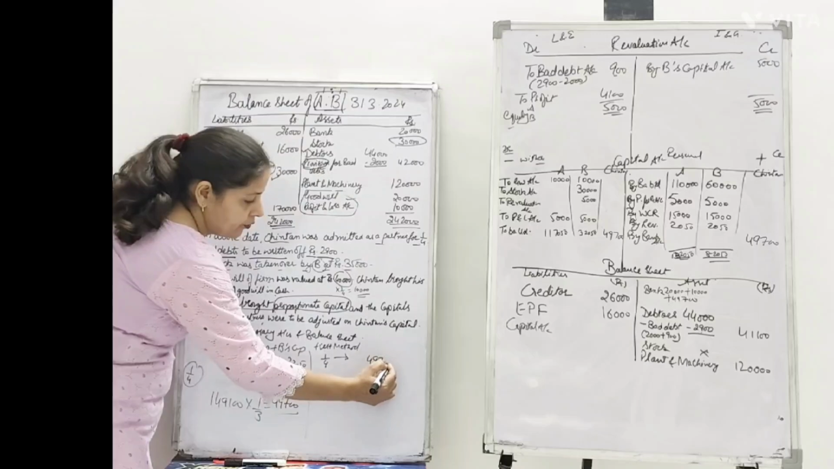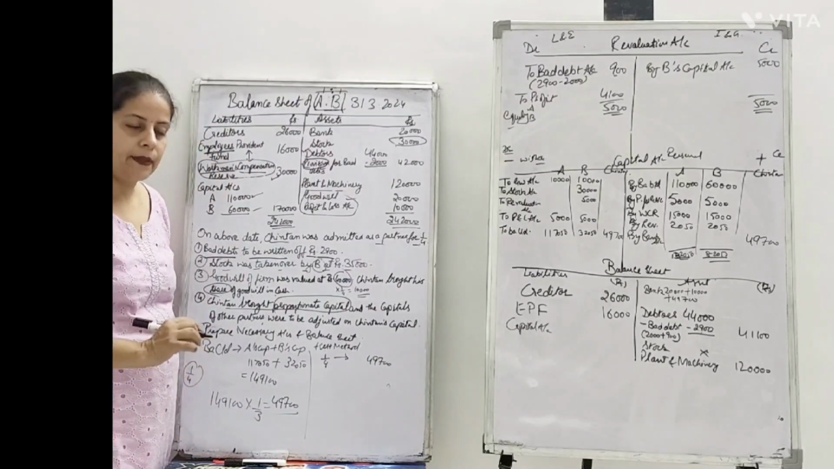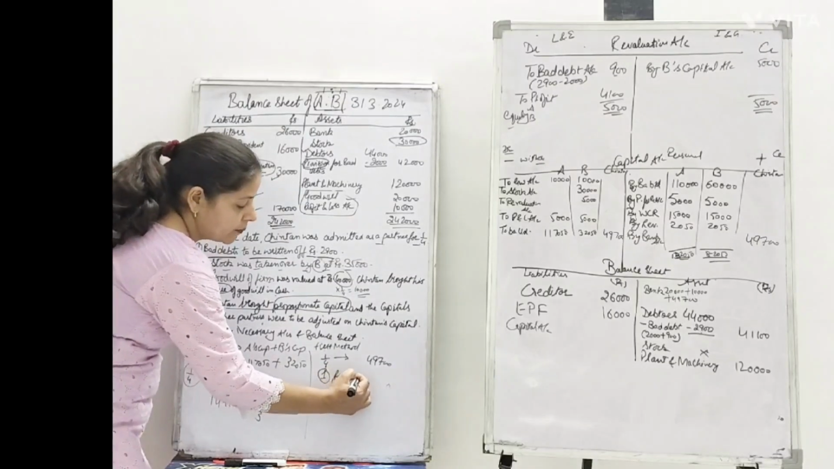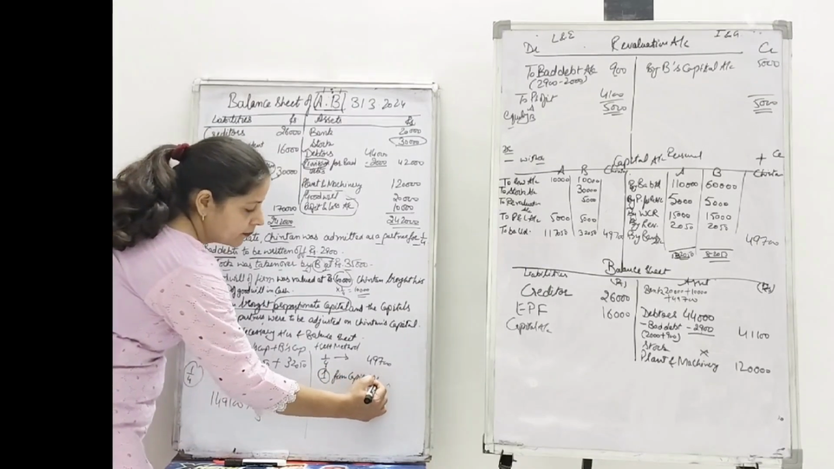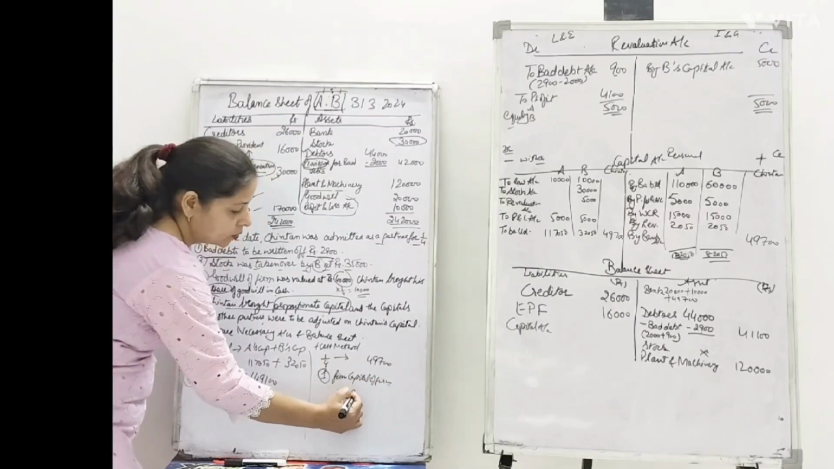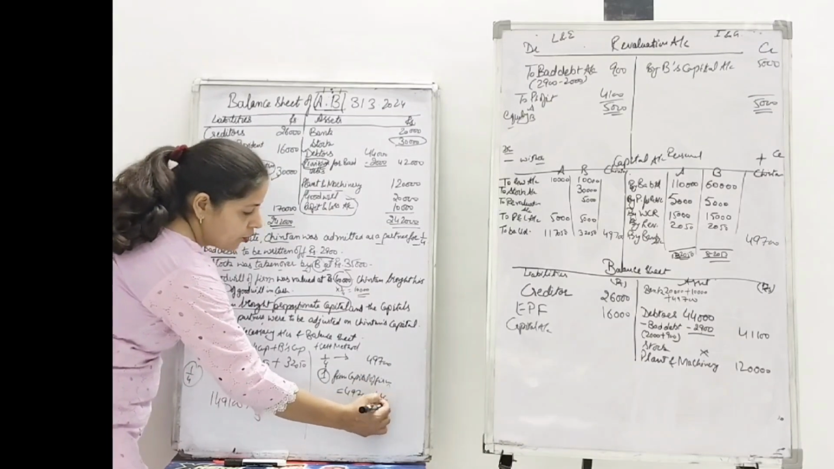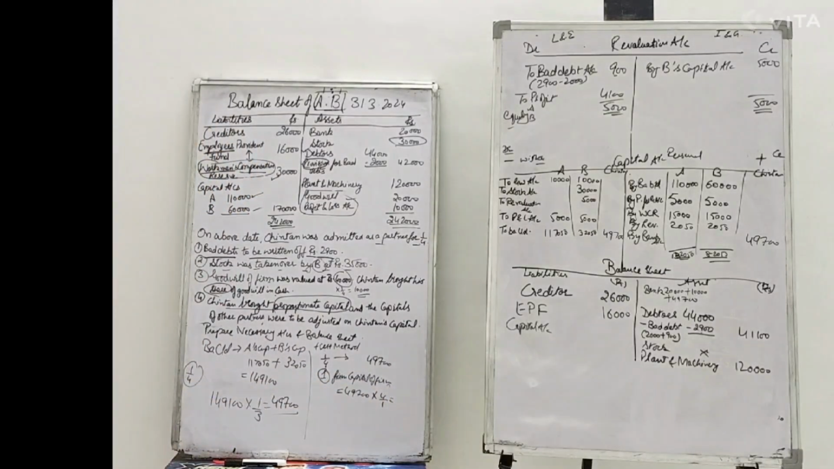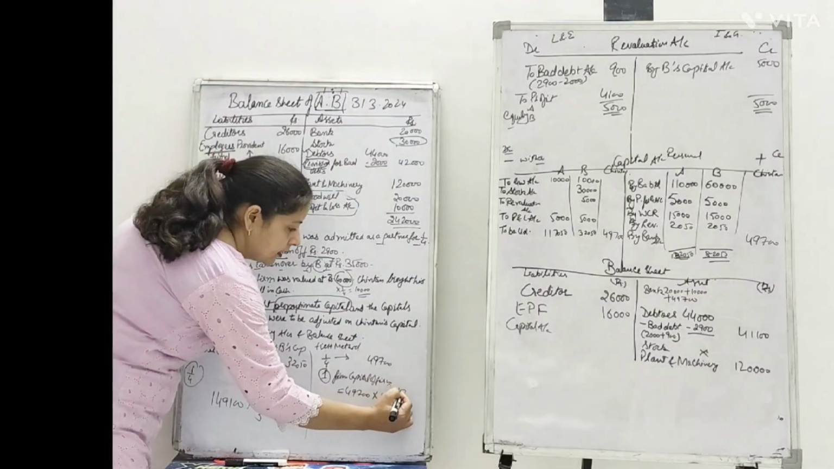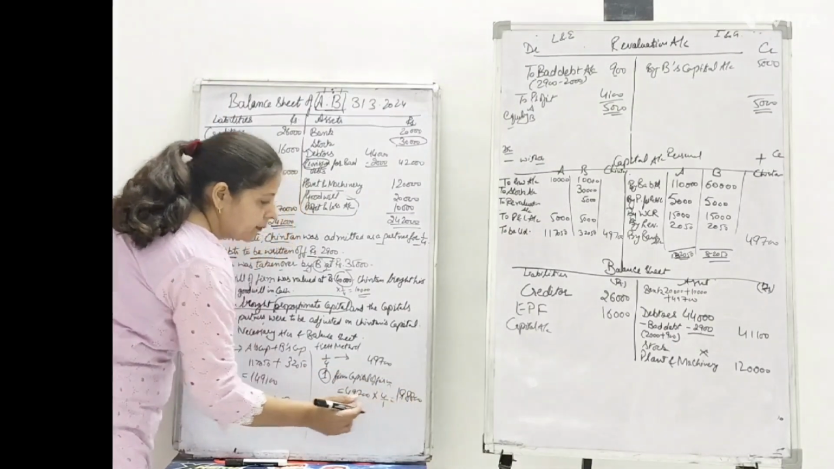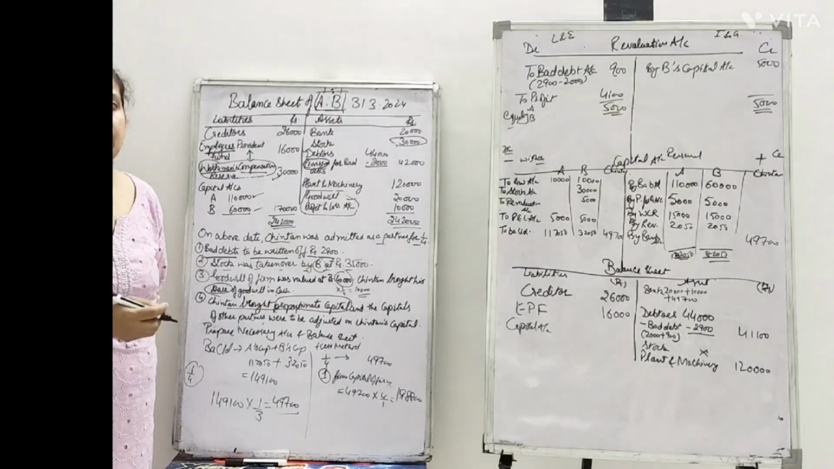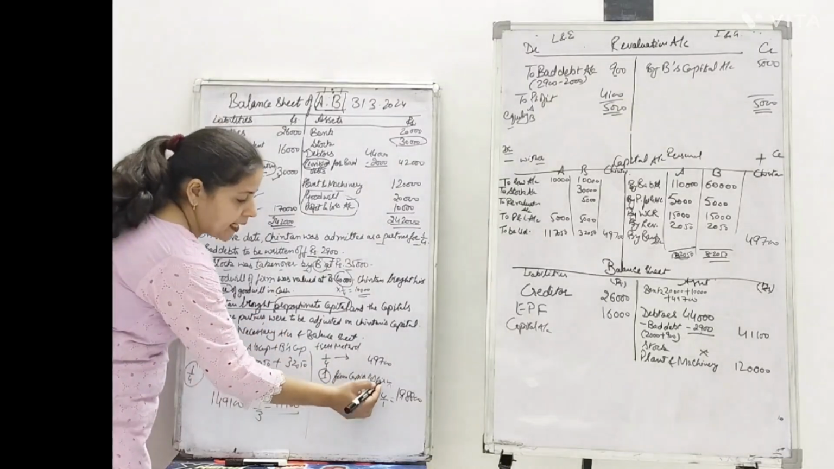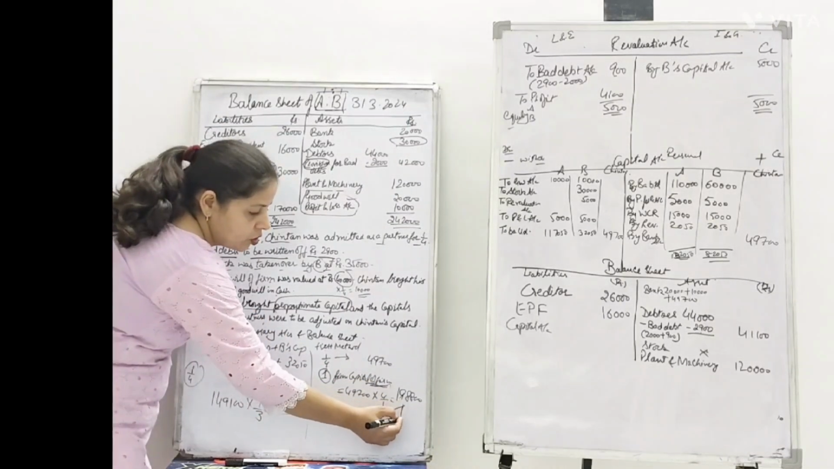Chintan is bringing 49,700 capital. So for one share of the firm, what would be the capital of the firm? That would be 49,700 into 4 by 1. So we got the capital of the firm from here, which is 1,98,800. Now this is the total capital of the firm which is to go into the new profit sharing ratio.